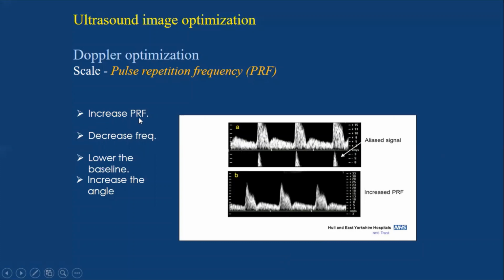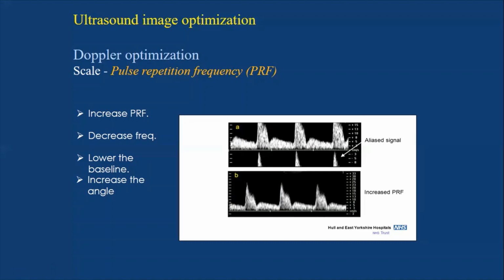We can either increase the PRF. If we increase the PRF, we will increase the Nyquist limit and we will get rid of the aliasing. We can decrease the frequency because, according to the Doppler equation, the Doppler shift is proportional to the transmitted frequency. So if we lower the frequency, we will lower the Doppler shift, and we will get a Doppler shift that is below the Nyquist limit. So we'll get rid of the aliasing.